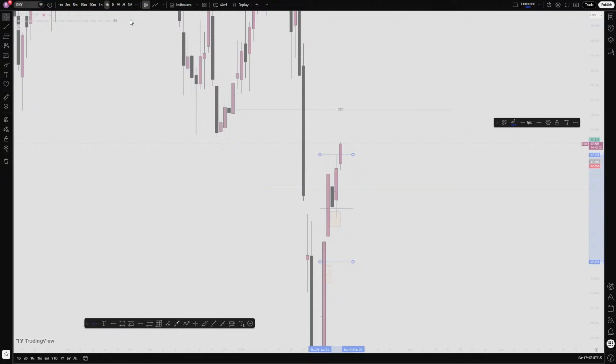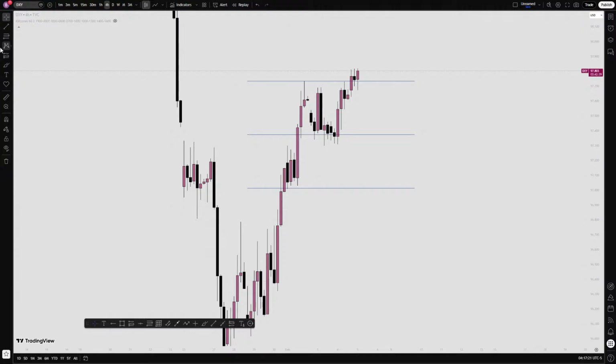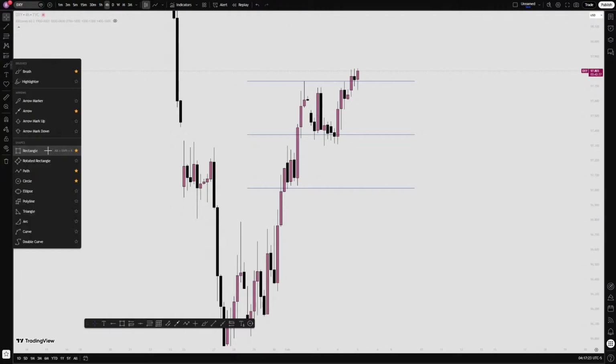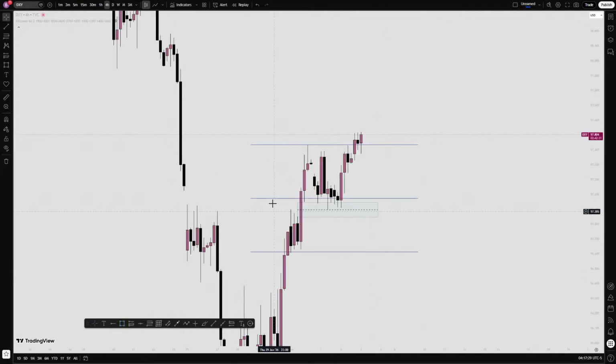So here we have this fair value gap and we see price being held at this fair value gap. So price was going bullish and then price has taken out liquidity above this side. But here is where I entered today.